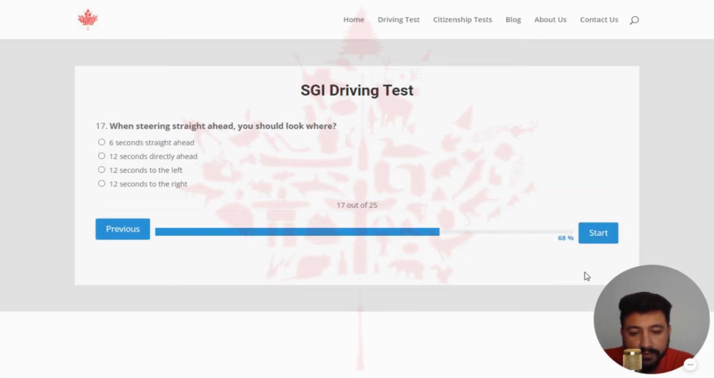Next. The 17th question of quiz number 2 is when steering straight ahead, you should look where. The right answer is 12 seconds directly ahead. So looking like the second option is the right one.